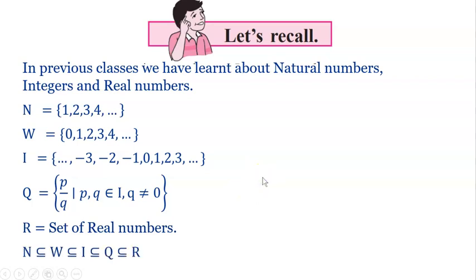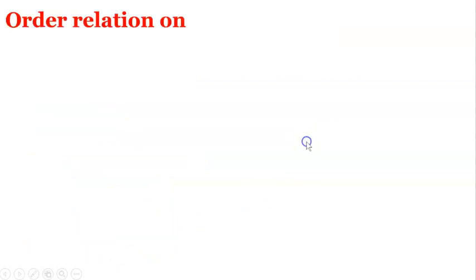Now see the subset relation between all these sets. That is, the set of natural numbers is a subset of the set of whole numbers, the set of whole numbers is a subset of the set of integers, and the set of integers is a subset of the set of rational numbers. And all these sets are subsets of the set of real numbers.